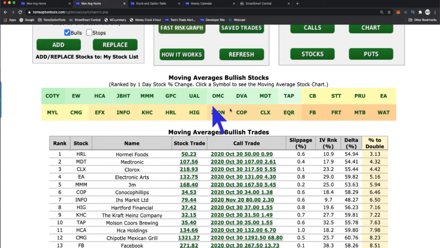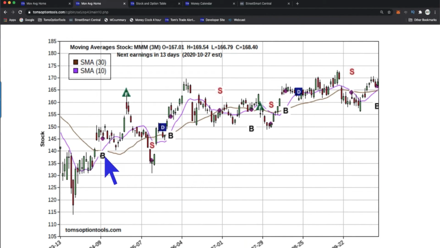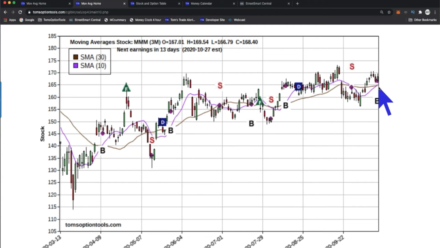All right. These are ranked by which ones did the best today. So if I come across, I see 3M right here. So I'm going to click on 3M, and I get a chart of 3M. And I see buys and sells that have happened in the past that look pretty good. Here's the buy. What I really like about this chart is it actually is moving higher. So I'm getting a bullish signal into a climbing stock.